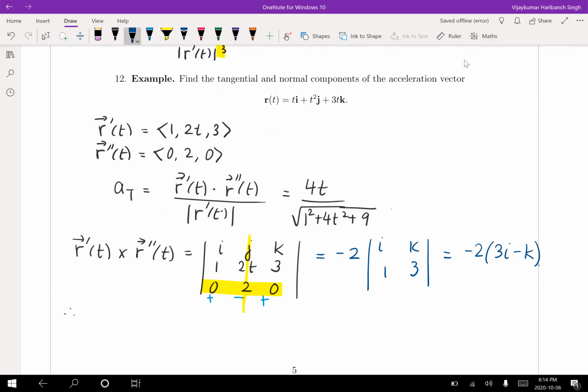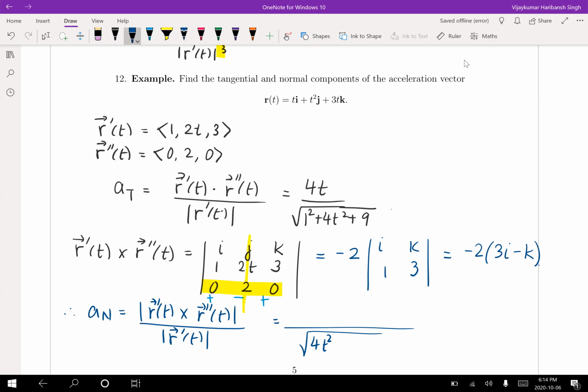Therefore we get AN as the length of r prime t cross r double prime of t, divided by the length of r prime of t. The denominator is already computed here, the square root of 4t squared plus 10, and the numerator, the length of this, is going to be 2 times the square root of 3 squared plus 1. So 3 squared plus 1 is again 10. So this is your AN. So we have computed the tangential and the normal components.